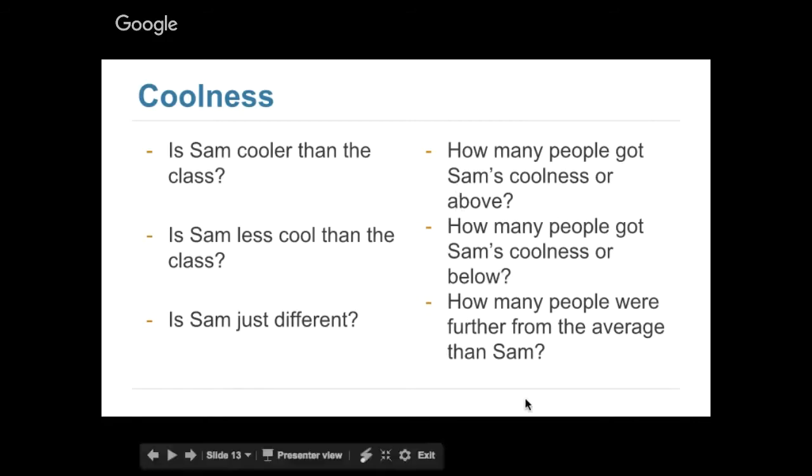In the third case, now I'm changing my test statistic. Right? I'm saying, OK, if I want to measure how far away my coolness is from the average, I have to subtract out the average and then take the absolute value. That gives me a measure of how far away I am from the middle. So do you have any questions about that? OK.